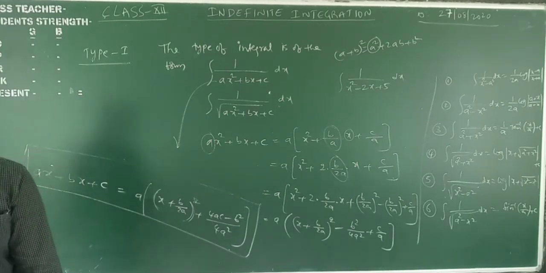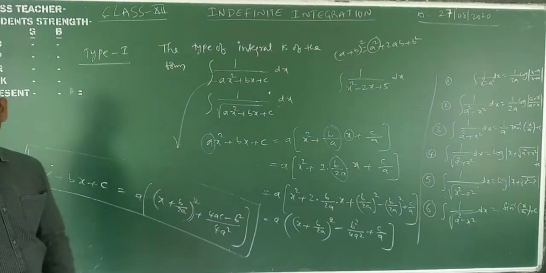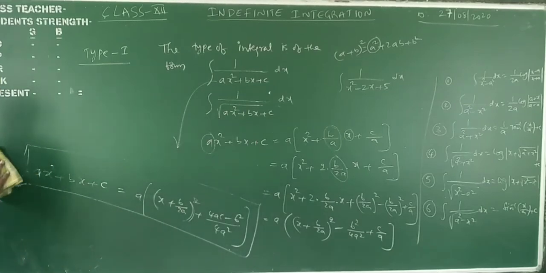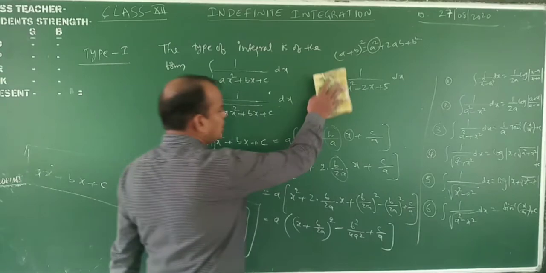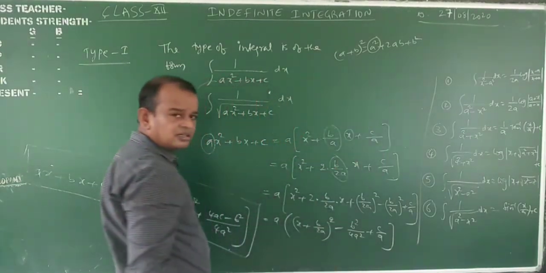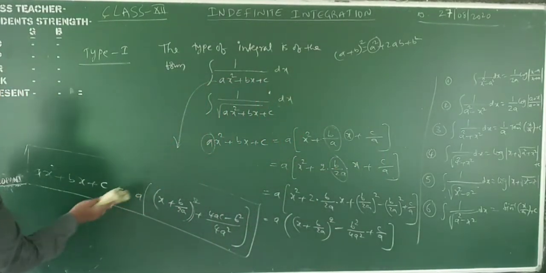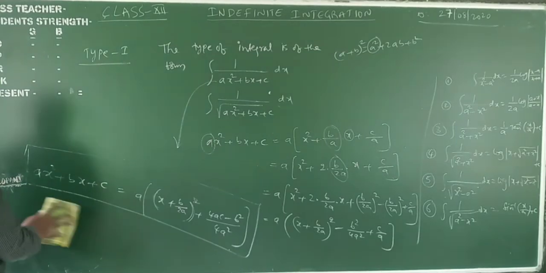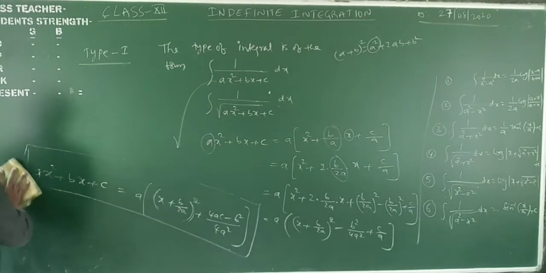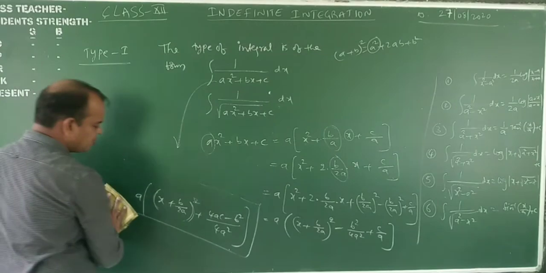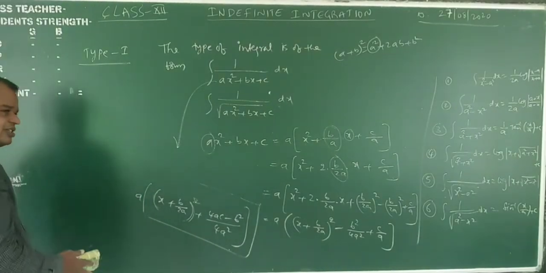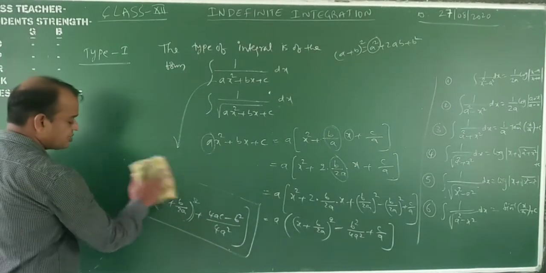We are going to one more problem. Remember this formula. What is the formula of this type? By using the formula or by using the method, whatever, we will do it anyway. Better is the formula or the method. A into (x plus b by 2a) whole square plus 4ac minus b square by 4a square, my dear students.